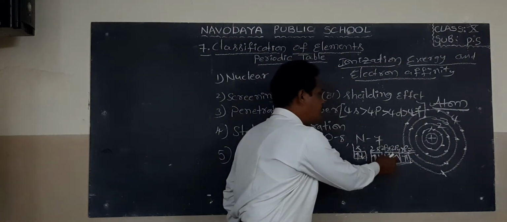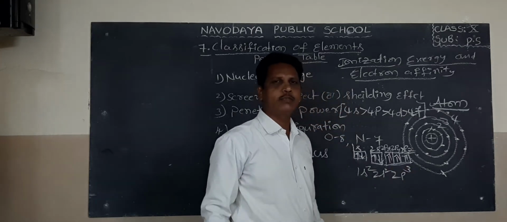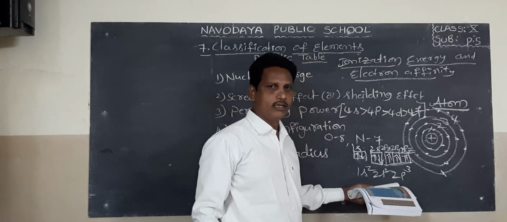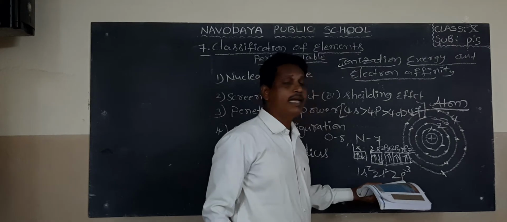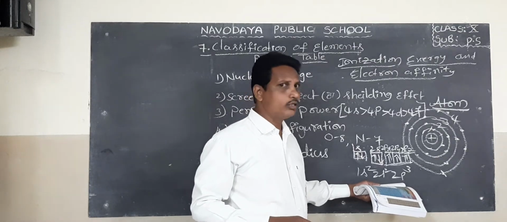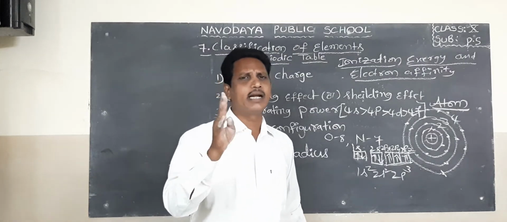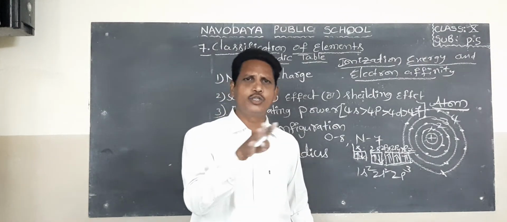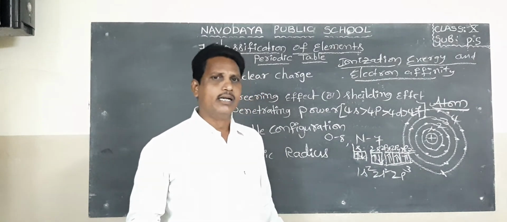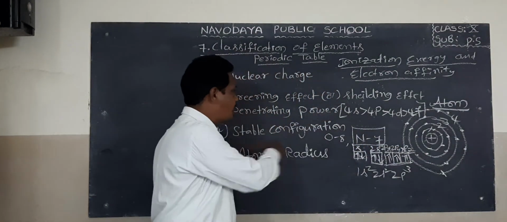This is half filled. Half filled means 1s2, 2s2, 2p3. The maximum number of electrons in a p orbital is 6, but here the p orbital contains 3 electrons. Half filled. So it is a stable configuration. The stable element next to the inert gases, helium, neon, argon, krypton, xenon and radon, which we know are noble gases, zero group gases, is nitrogen. Nitrogen is a stable element. That is the stable configuration.